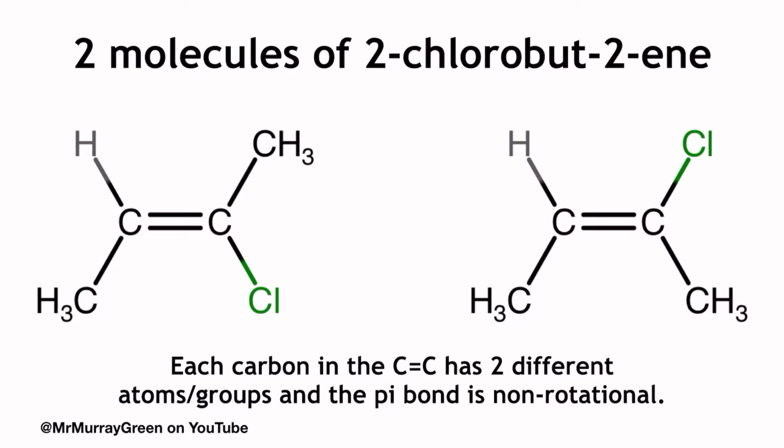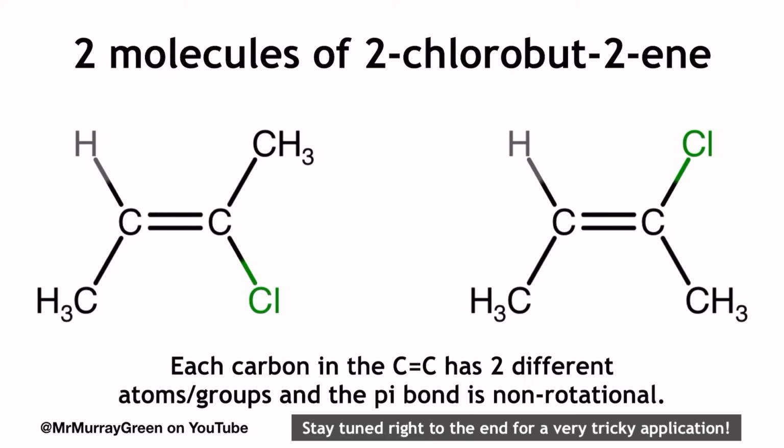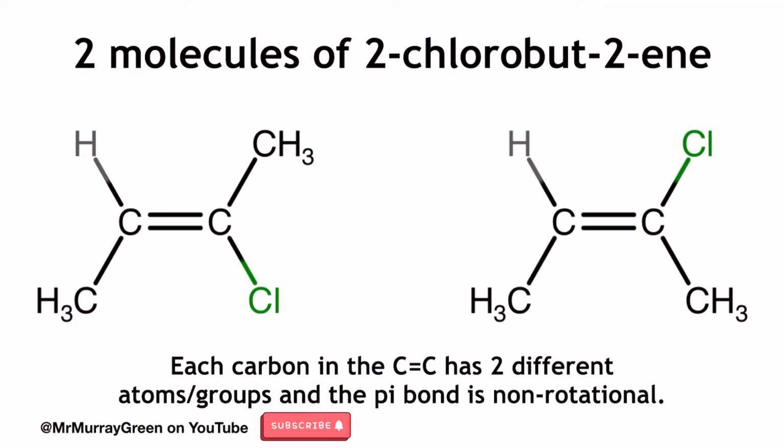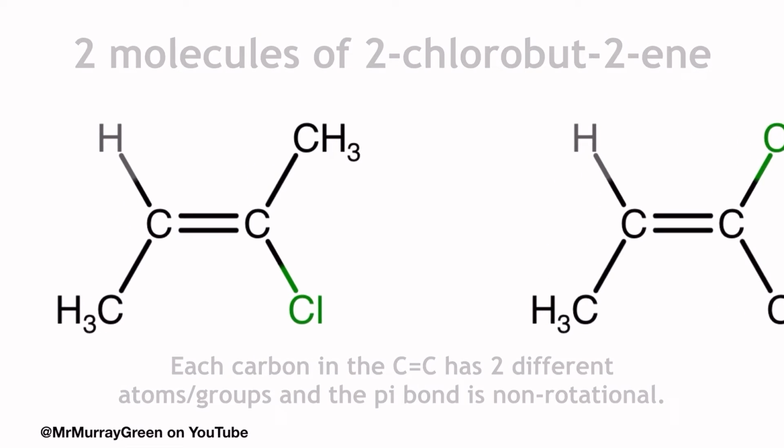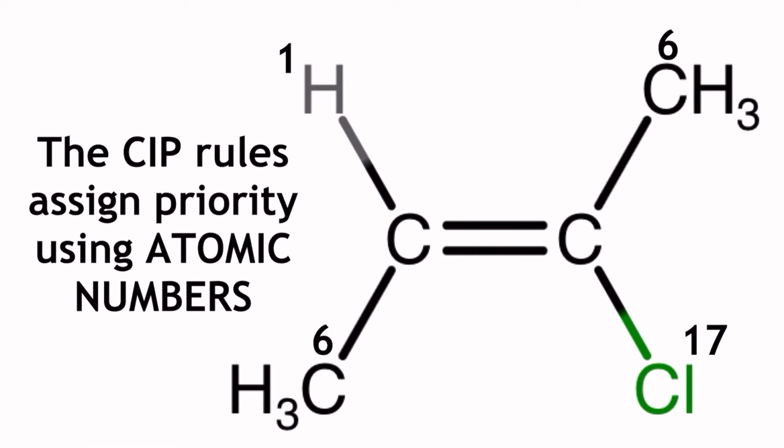Here we have two molecules of 2-chlorobutene, but they are different stereoisomers. In this video, I'm going to quickly cover how we decide which stereoisomers we have using both the E/Z and cis-trans terminology, settling the confusion for you once and for all. The first thing to consider is that these molecules meet the essential criteria. They have the non-rotational pi bond, and each carbon in the C=C is bonded to two different atoms or groups. Let's start by studying how we decide whether it's E or Z then.